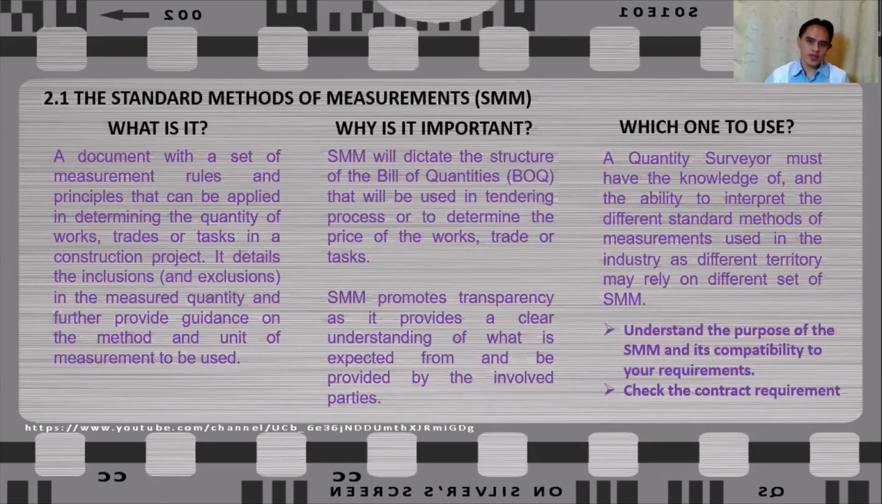So first, you have to understand the purpose of the SMM and its compatibility to your requirement. So for example, if your project are roads and bridges, so the new rules of measurement may not be fully applicable to your project. Instead, you may take a look at the Principles of Measurement International or the CESMM published by the Institute of Civil Engineers. And if there is already a contract in place, you can also check the contract requirement because sometimes contract already specified which type of SMM to be used.